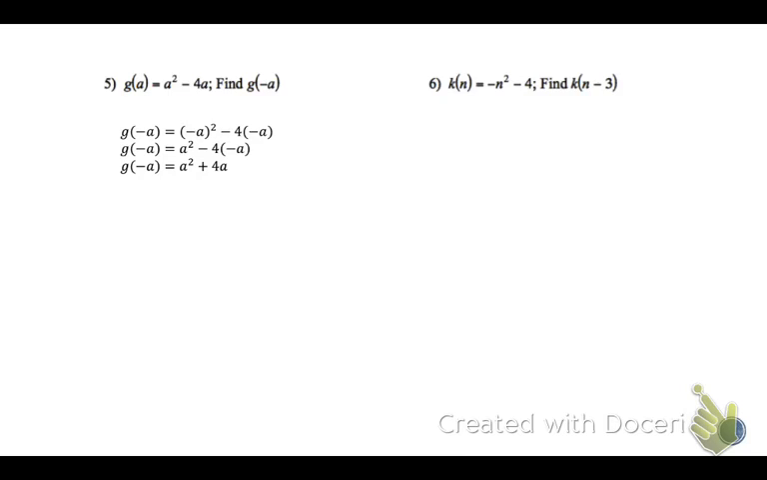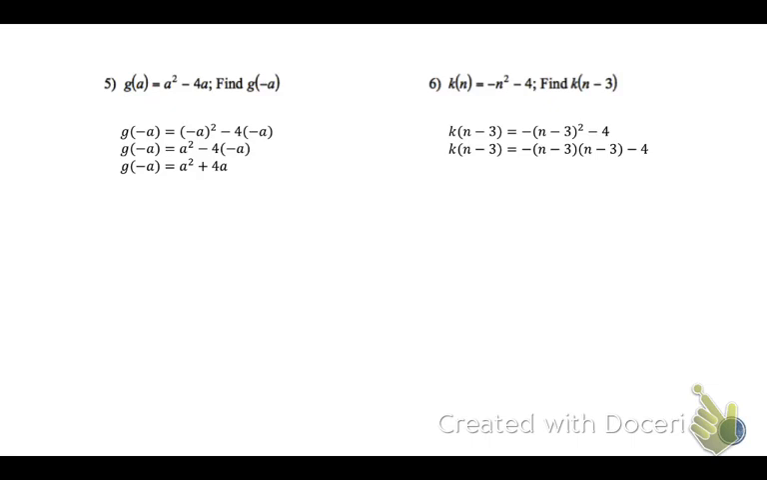Let's look at 6. So now we're given k of n equals negative n squared minus 4. And we need to find k of n minus 3. So I'm going to plug in n minus 3 wherever I have n's. So k of n minus 3 equals negative, and then n minus 3 squared minus 4. This is where you guys will make mistakes, so don't make this mistake. N minus 3 squared does not equal n squared minus 9, or n squared plus 9.